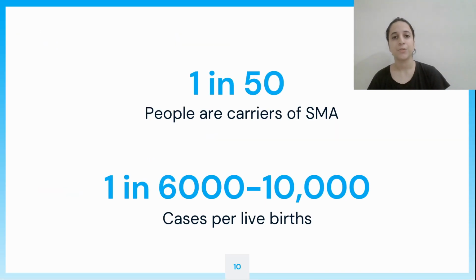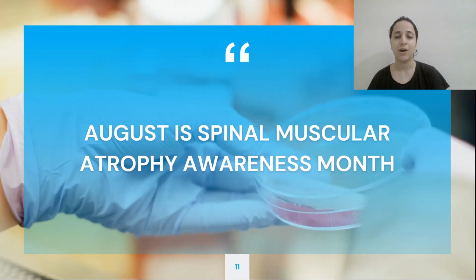It's also important to note that 1 in 50 people worldwide are carriers of spinal muscular atrophy, and approximately 1 in 6,000 to 10,000 live births are affected. August is Spinal Muscular Atrophy Awareness Month.